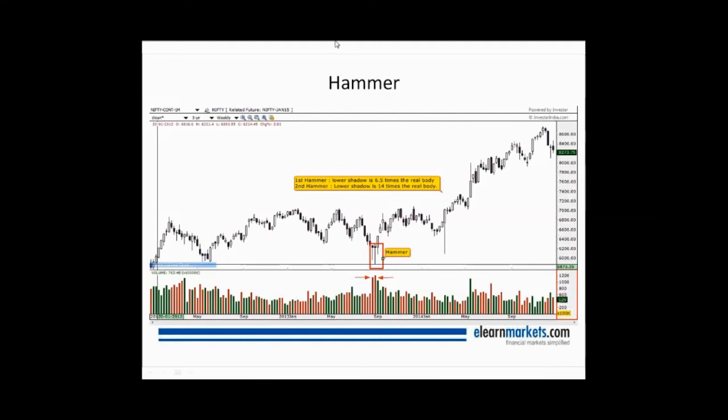In this case, when the second hammer's high is crossed, it gives a proper trading trigger to us, and then the market zooms from 5900 to around 8500 levels. There's no turning back of the market. That was a strong reversal point on the index.